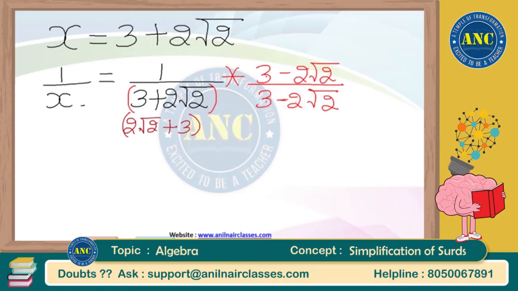Which one should I take? Should I take it as 3 plus 2 root 2 or 2 root 2 plus 3? Which one should I take in the denominator? Very simple, sir. Whenever you are subtracting any two terms, you should always take care of this factor. The first value should be the higher value compared to the second value.